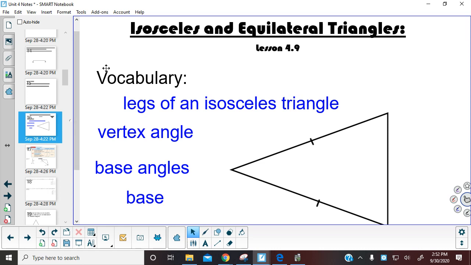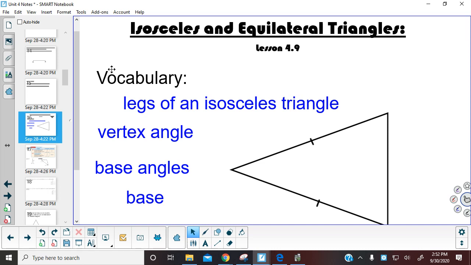Today we are looking at two different specific types of triangles: isosceles triangles and equilateral triangles. We mentioned earlier in this unit that isosceles triangles are triangles that have two congruent sides, whereas equilateral triangles are triangles with all sides congruent.